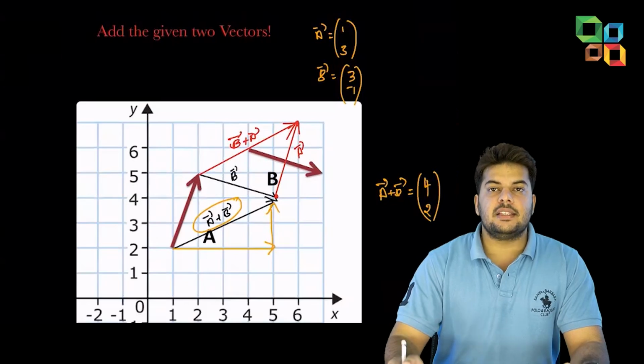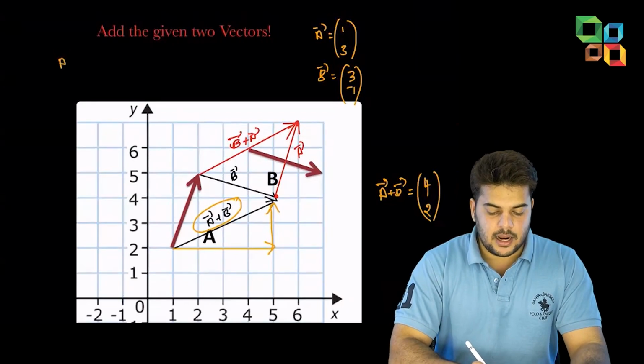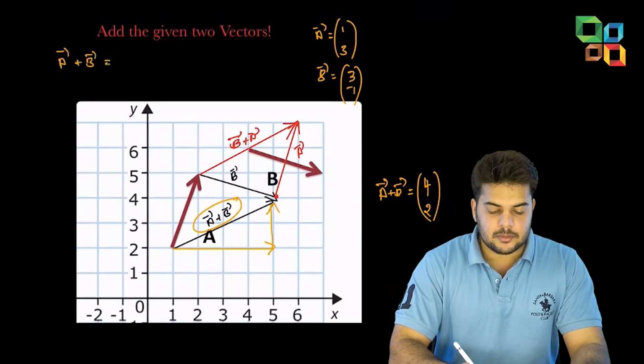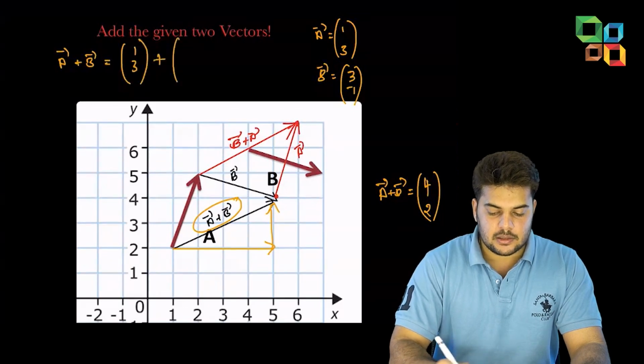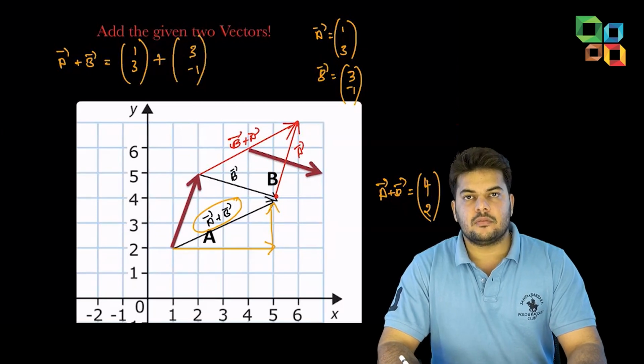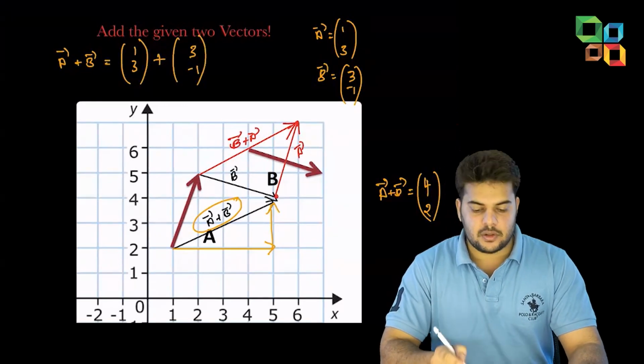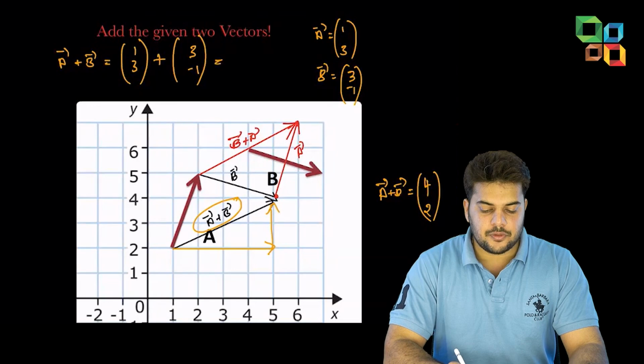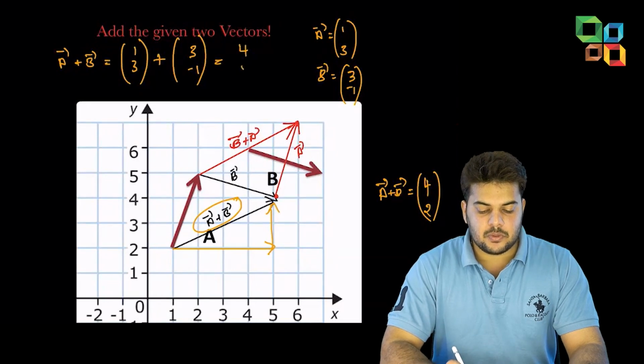Or I can do this algebraically. I can just add these things. Look at that. A plus B, what is A? A is 1, 3 plus 3, minus 1. I told you this, right? So you just add the components. Look at that. 1 plus 3 is 4 and 3 plus minus 1 is 2.